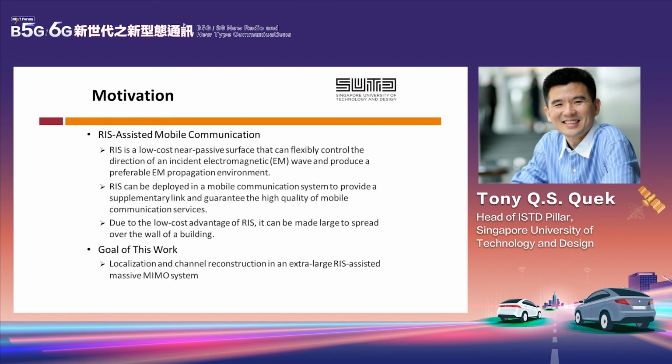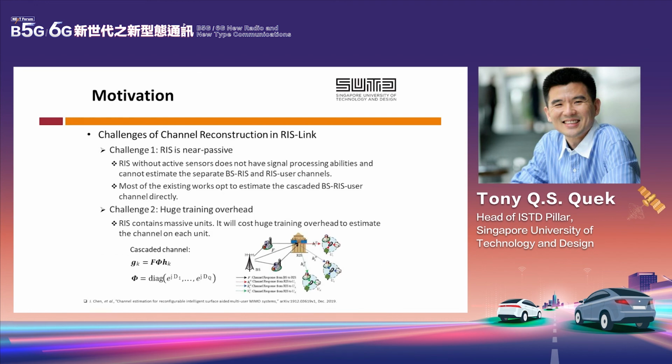So the RIS can be deployed in systems to provide this additional link to guarantee a high quality of service, and it's low cost and it can be made large or spread across different surfaces or on the wall of a building. So the goal here is to actually do localization and channel reconstruction, because, likewise, as a large surface, you need to estimate the channel, right? So you actually need to do the channel reconstruction of the RIS link.